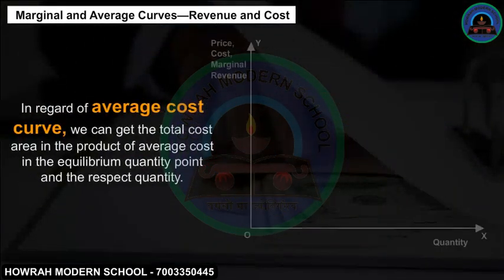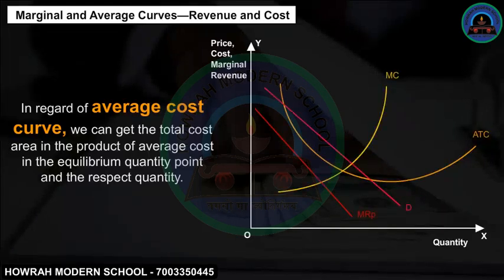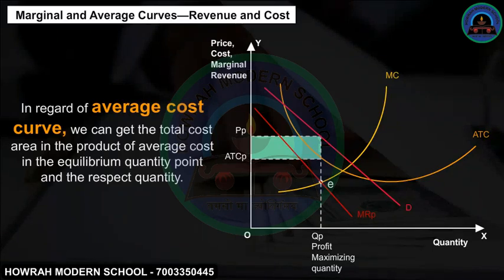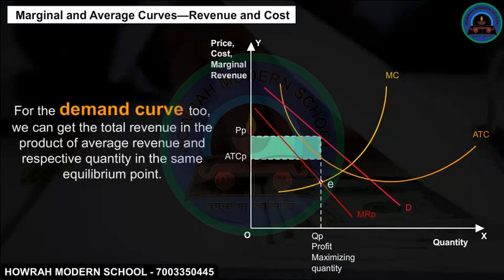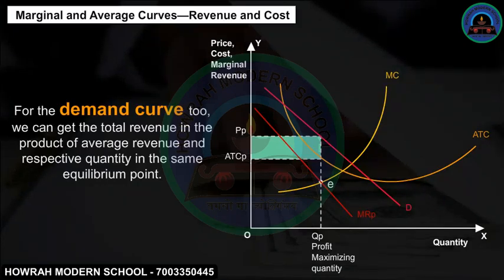In regard to the average cost curve, we can get the total cost area as the product of average cost at the equilibrium quantity point and the respective quantity. For the demand curve too, we can get the total revenue as the product of average revenue and the respective quantity at the same equilibrium point.